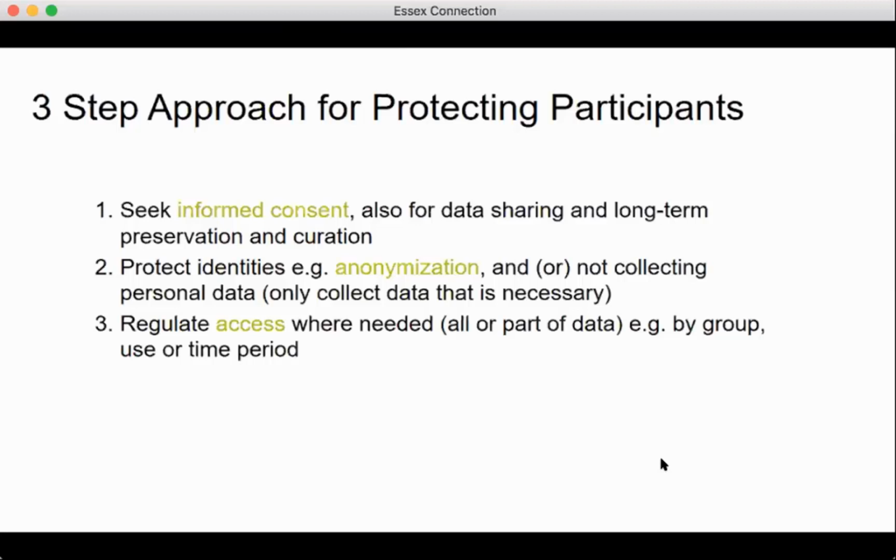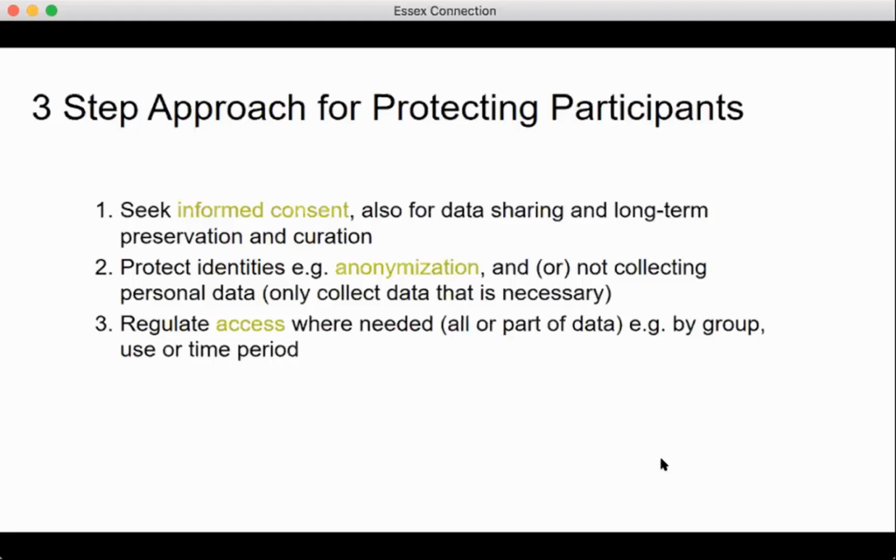If the legal gateway you're using is consent, then it's important to ensure that you seek informed, granular consent to share and preserve the data in the long term. So again, when we looked in the quiz at the difference between participation and sharing, it's important that you address data sharing separately in the consent form. Again, more on this in another webinar. It's called legal and ethical. I think it's tomorrow, so you can still have time to register for this.